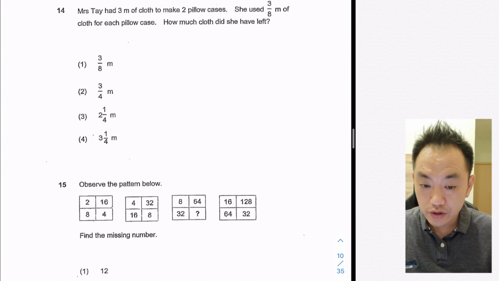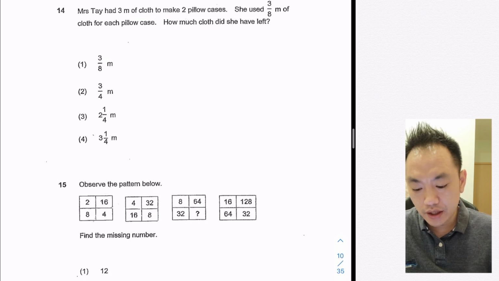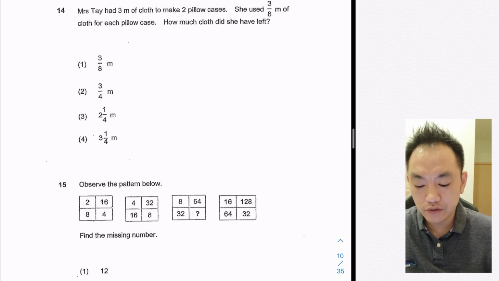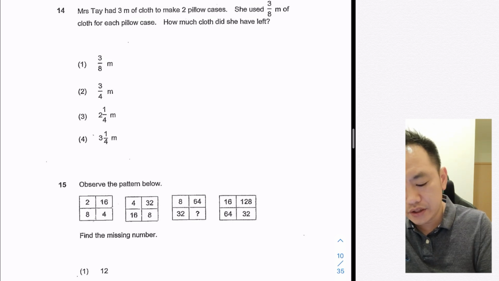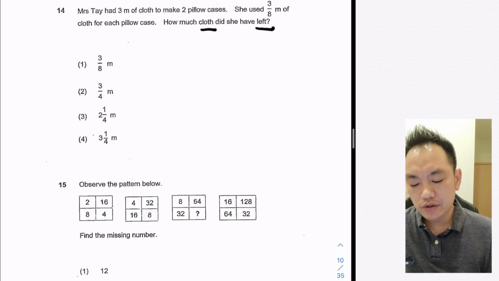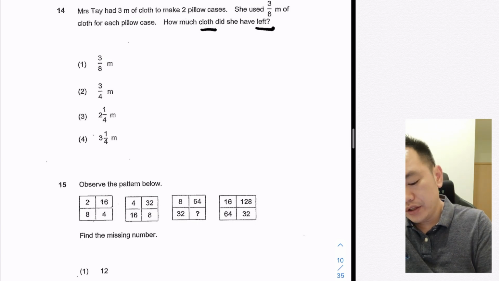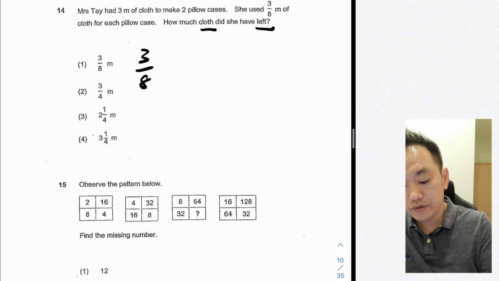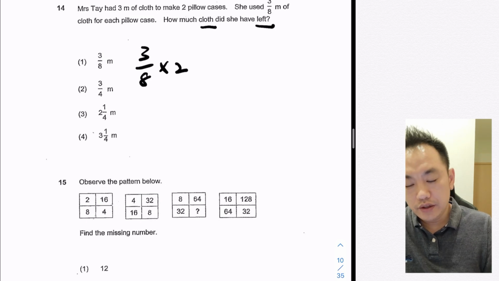Let's move on to question 14. Mrs. Tay had 3 meters of cloth to make 2 pillowcases. She used 3 out of 8 meters of cloth for each pillowcase. How much cloth did she have left? Okay, so they were asking for what's left. In the beginning she has 3 meters, and then she wants to make 2 pillowcases. Each pillowcase needs 3 out of 8 meters of cloth, and there were 2 pillowcases. So 3 out of 8 times 2.